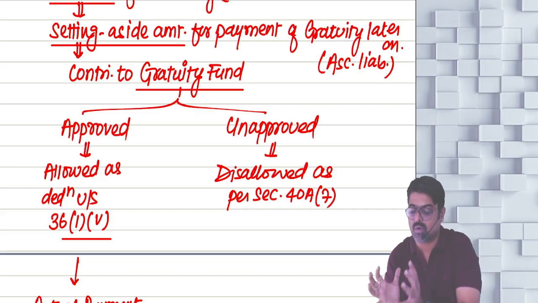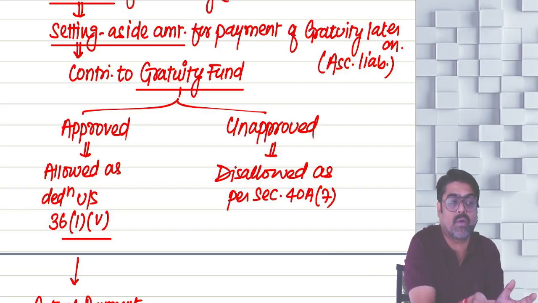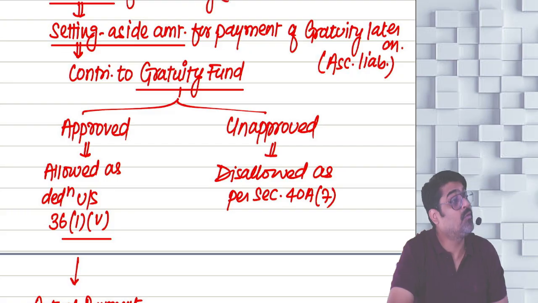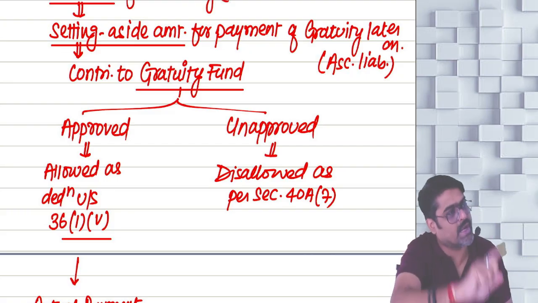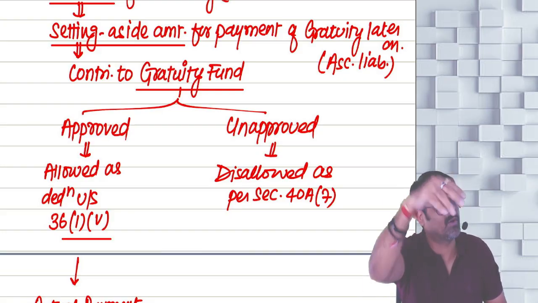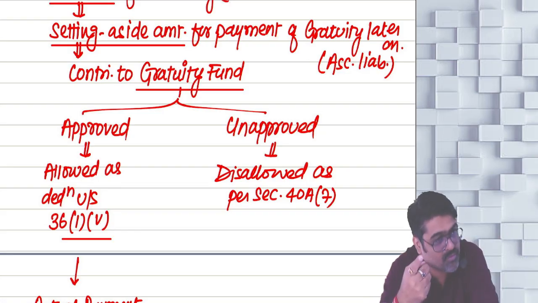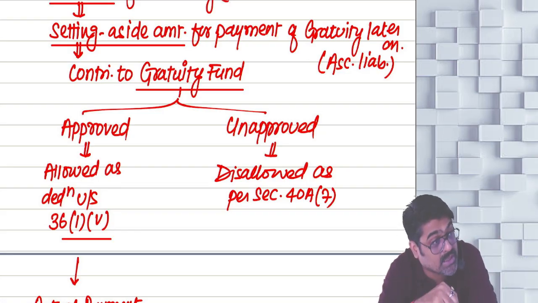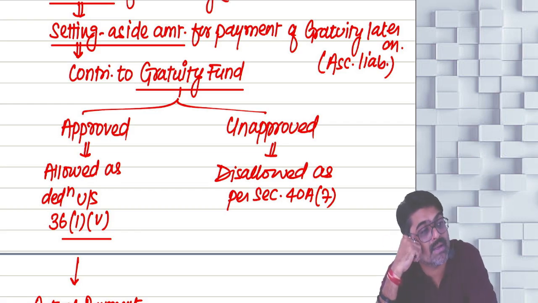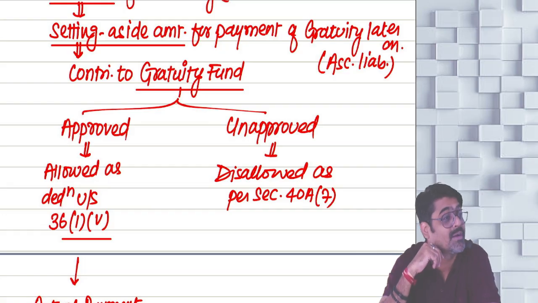So right now you are contributing some amount to an unapproved gratuity fund. Is this amount getting allowed right now? No. Now later on, if you actually pay the gratuity out of this amount, that gratuity will be treated as your business expense that you can claim as a deduction in the future. Because that gratuity will now be allowed as a deduction. In the future, you will pay the gratuity. So from where will you pay the gratuity? From that fund only, which was unapproved.